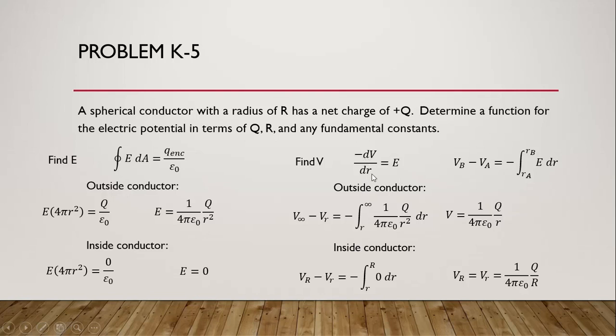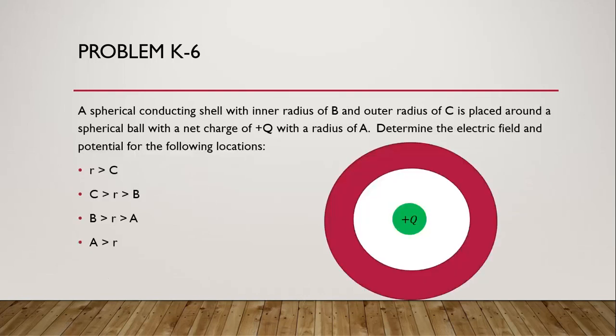If there's 0 electric field, there's no change in electric potential, and so whatever the potential is at any one location has to be the same as the potential at other locations. Now I picked a second problem, which I would consider to be a fairly difficult problem.